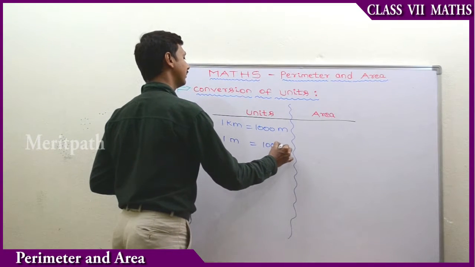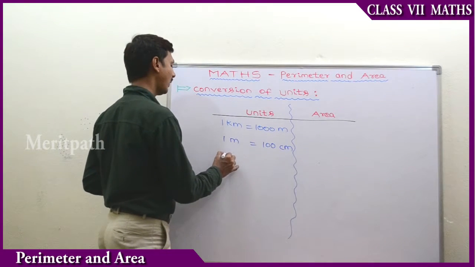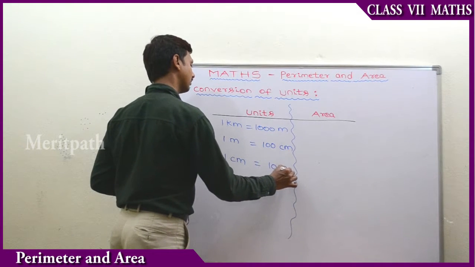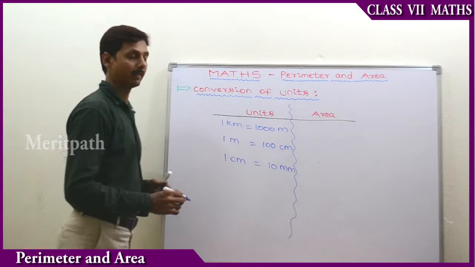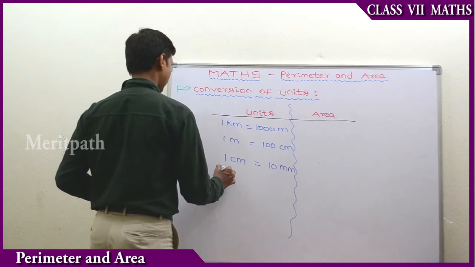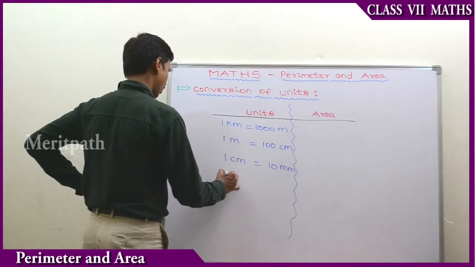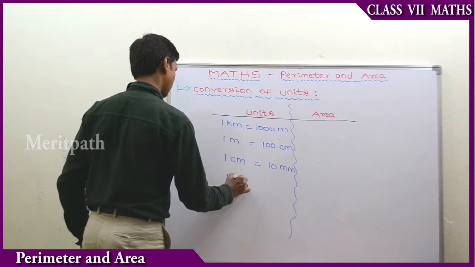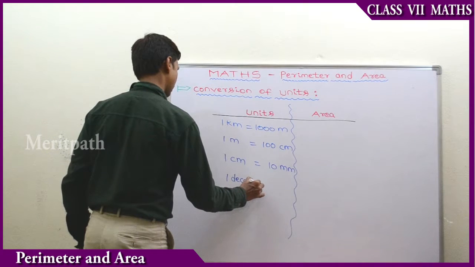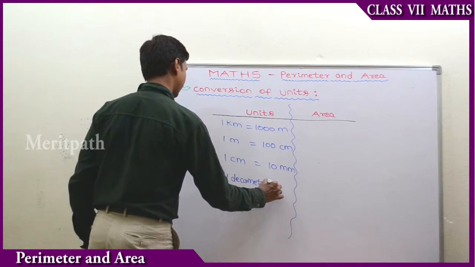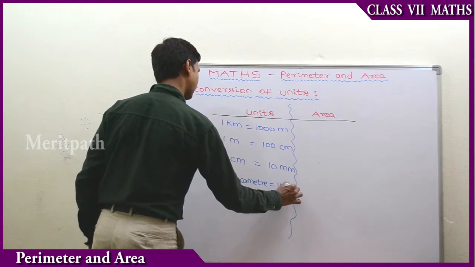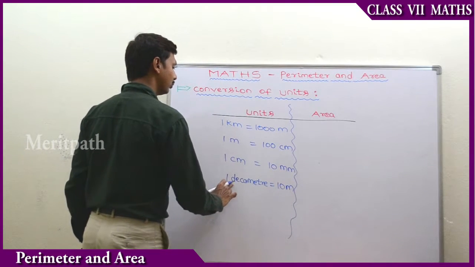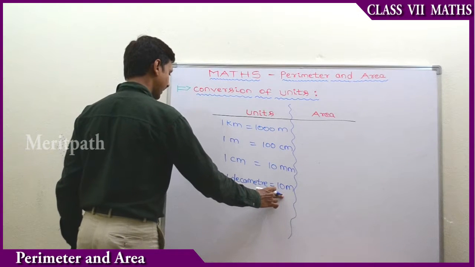100 centimeters. 1 centimeter is equal to 10 millimeters. And if we take 1 decameter, 1 decameter is equal to 10 meters. This is meters. 10 meters. 1 decameter is equal to 10 meters.